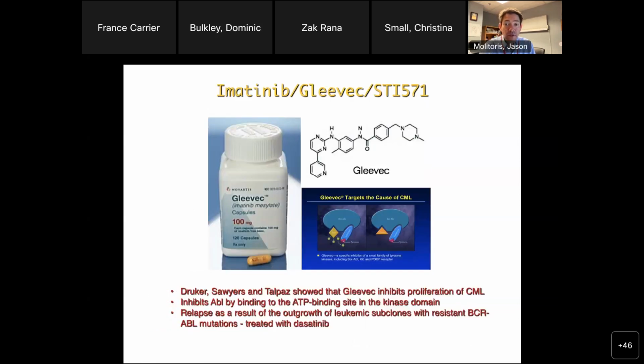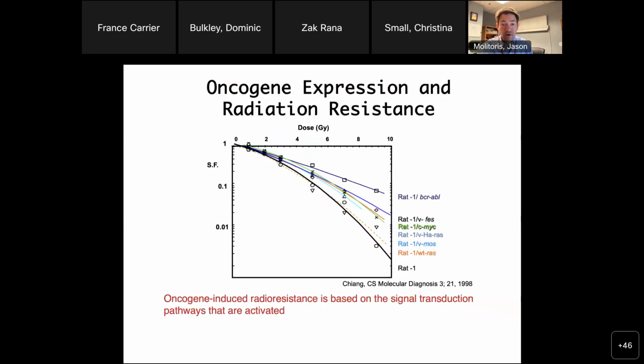Imatinib or Gleevec is the active agent that inhibits ABL by binding to the ATP binding site within the kinase domain. And I think it was the first targeted therapy that we had to an oncogene like this. And so very, very famous.